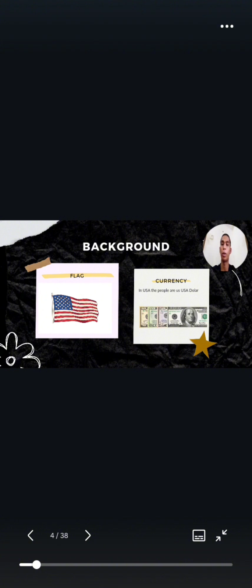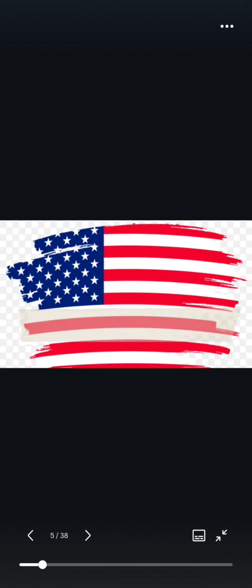The fifth point in the background is the flag. There are 50 stars representing the 50 states and there are 13 stripes representing the 13 original colonies. For the last point is currency. In the USA, the people use the US dollar.